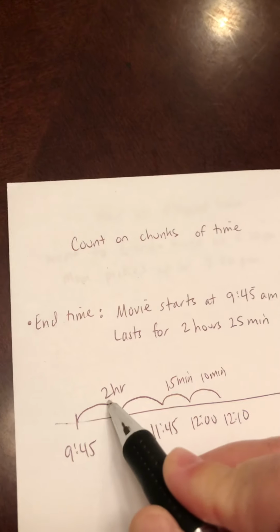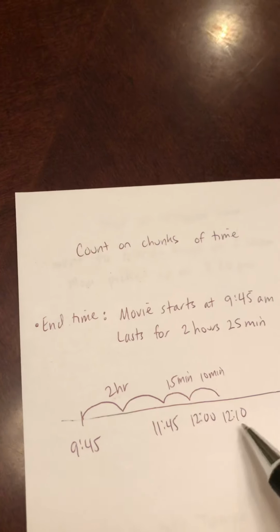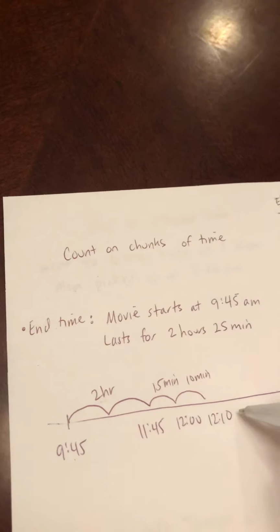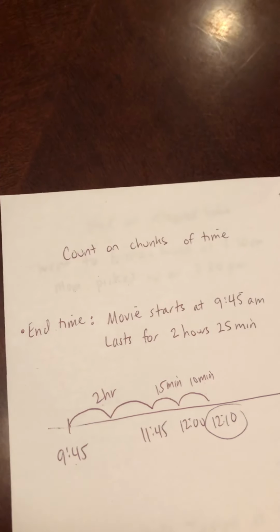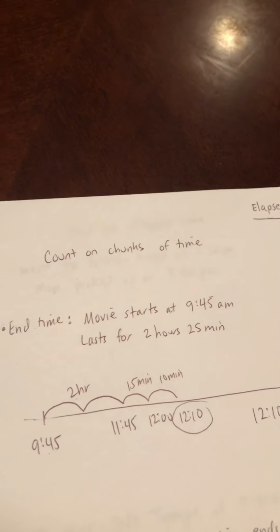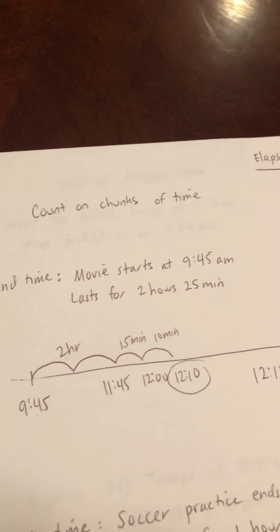So the total amount of time that I've jumped has been 2 hours and 25 minutes, which is what it says here. The time I started was 9:45, and the time I finished is going to be 12:10. And that's going to be a PM. Some students will want to add this on vertically as well, and that's fine.